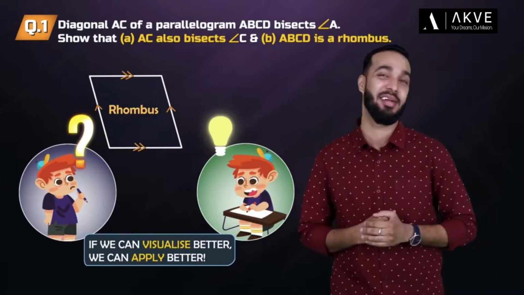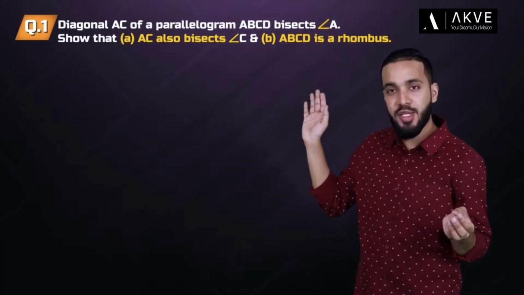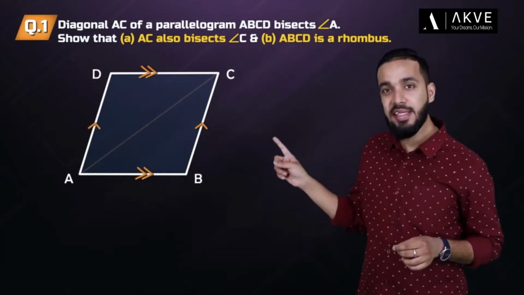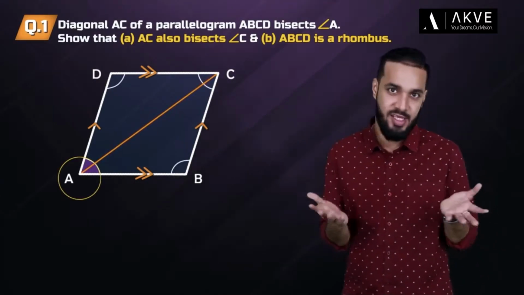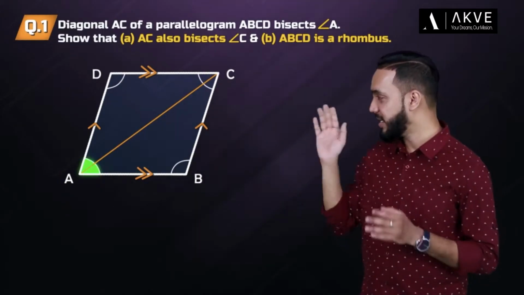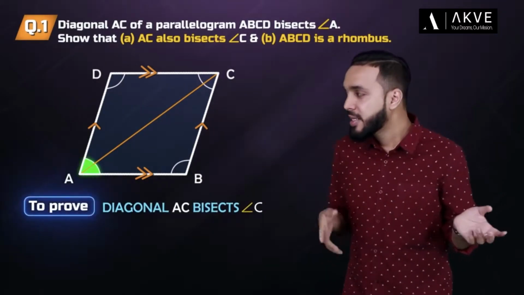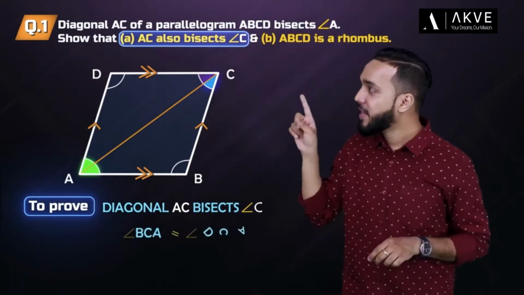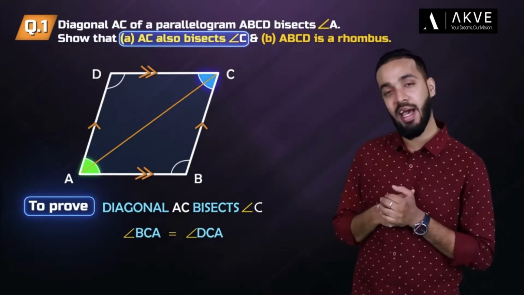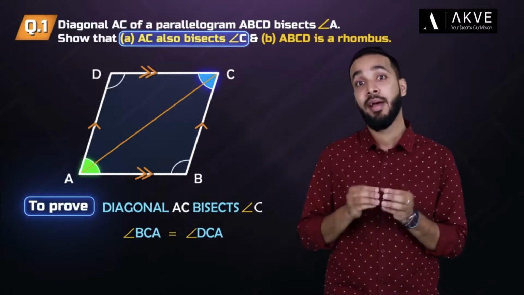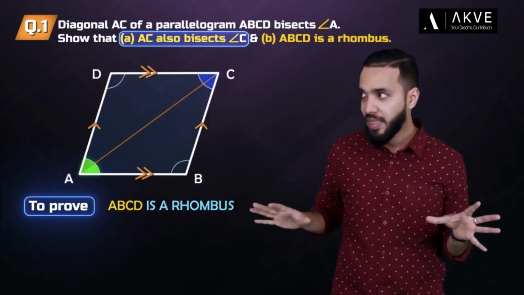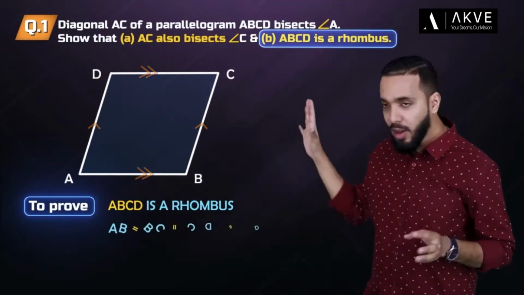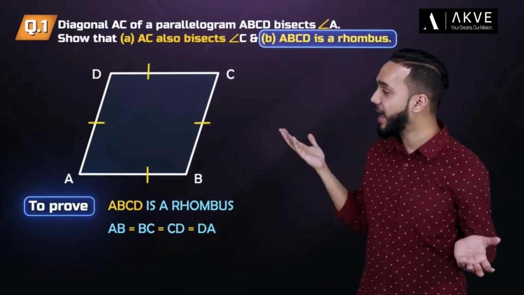we can apply better. So, as per the question, there's a parallelogram ABCD where this diagonal AC bisects angle A. That is to say, this angle is equal to this angle. Now, we need to prove that this diagonal AC also bisects angle C. Or in other words, this angle is equal to this angle. So this is the first requirement. The question also asks us to show that ABCD is a rhombus, which means we also need to prove that all the sides of this parallelogram are equal.